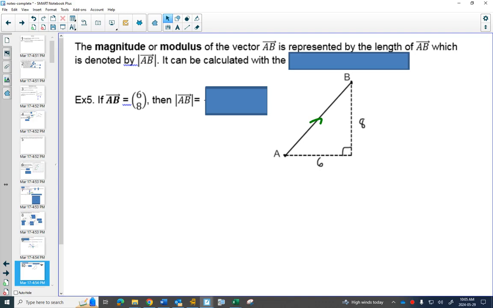Now, the magnitude or modulus or length of a vector, AB, is just its length, and we write it with absolute value bars around the vector. So if vector AB is the column vector 6, 8, that would mean you go 6 in the x direction, 8 in the y direction.